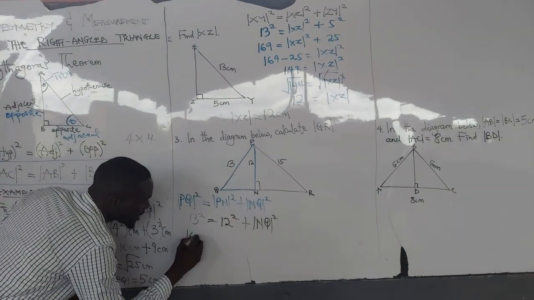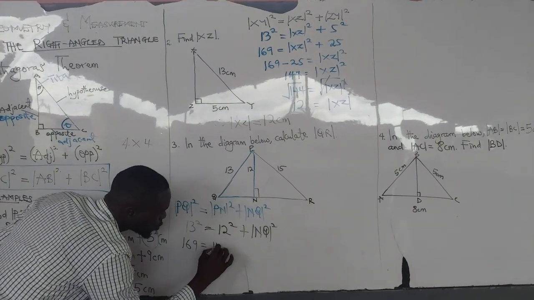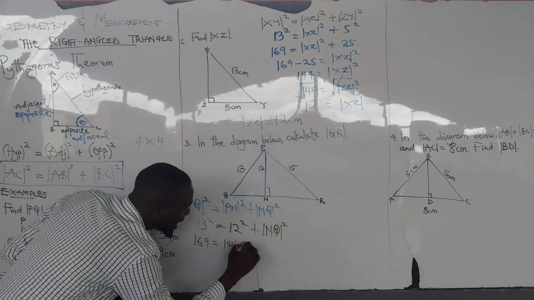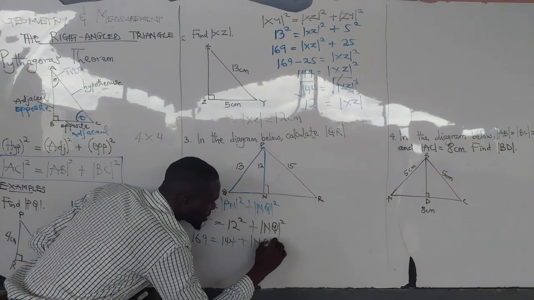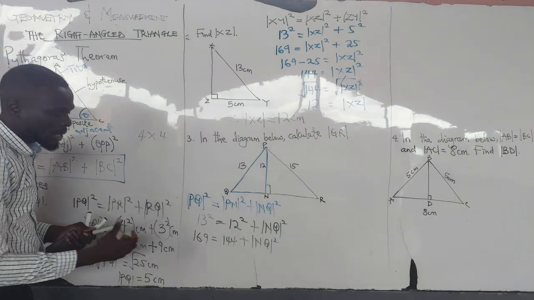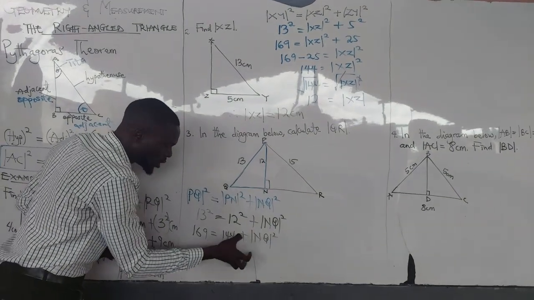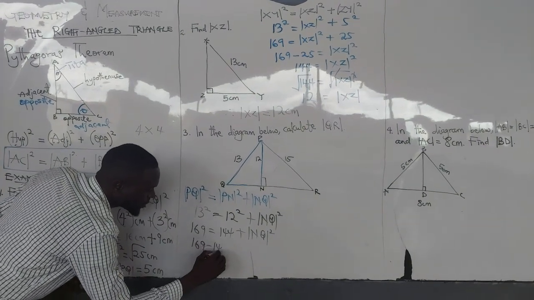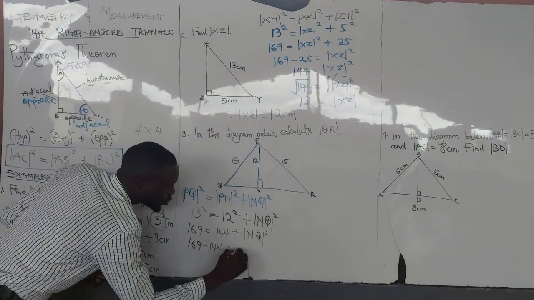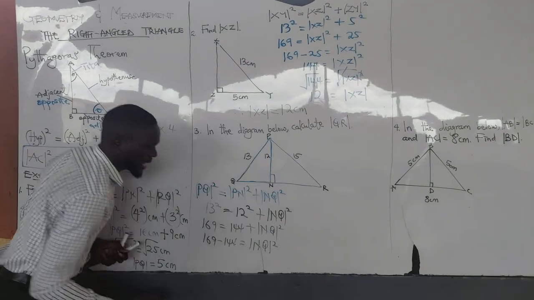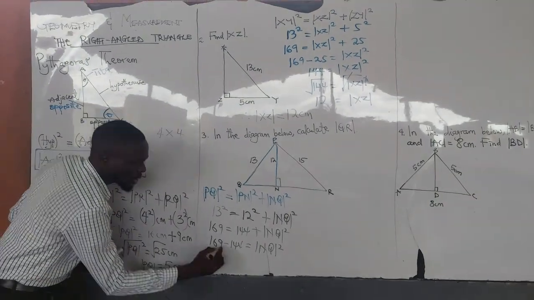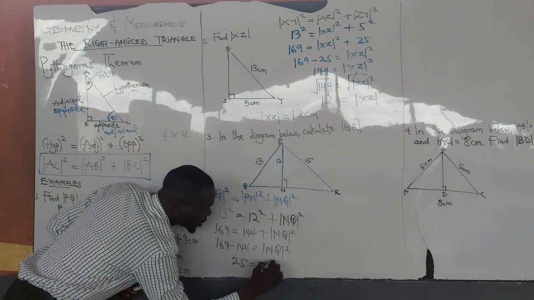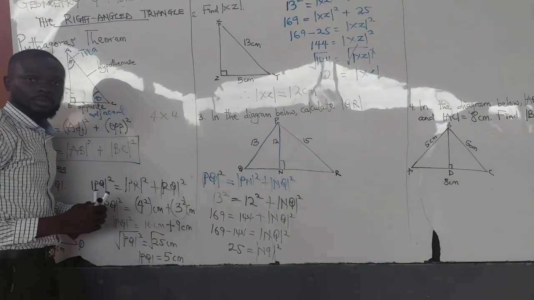So 169 is equal to 144, because the square of this is this. Then we add it to the line this. Now how do you get this one? Group like terms, giving you 169 minus 144 is equal to NQ squared. Subtract, what are we having? We have 25 is equal to NQ squared.